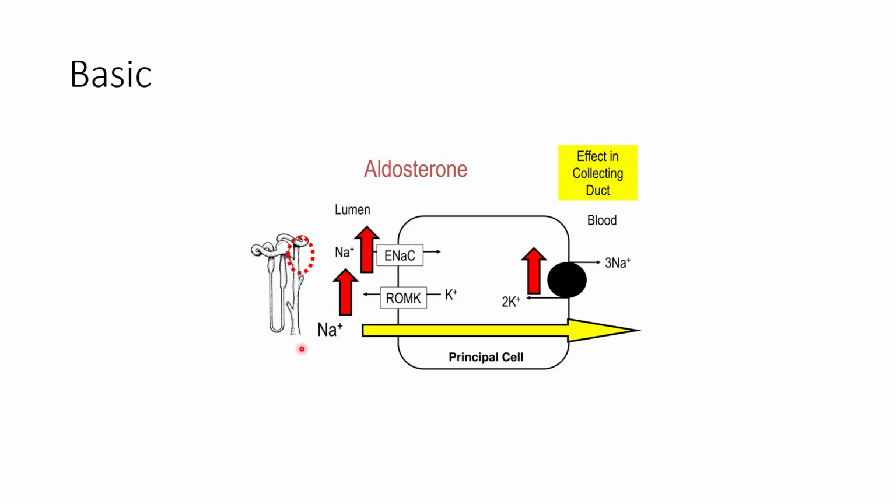excretion of potassium. Once this sodium is inside the cell, it will be exchanged through the Na plus K plus ATPase and will enter the blood. All of this is happening in the principal cells. Like I told you in the previous slide, there are two cell types, intercalated and principal. So aldosterone acts on the principal cells of the collecting duct.